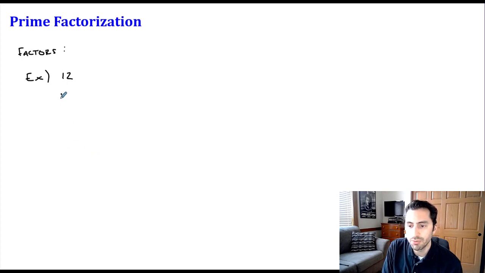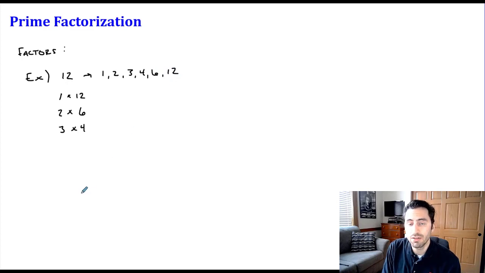So for example, 1 and 12 would give me 12. 2 and 6 would give me 12. 3 and 4 would give me 12. And those are all the combinations. So the factors of 12, if I list them all off, are 1, 2, 3, 4, 6, and 12. So those are all the factors of 12.